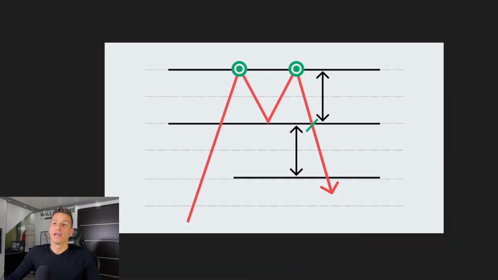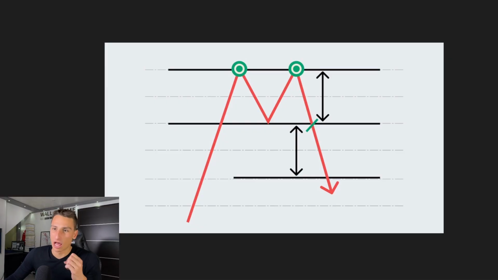Double top, the most recognized pattern in technical analysis. Two touches, same resistance, and then a breakdown. It seems simple, but most traders still get it wrong. Okay, so let's see it right now in the chart.